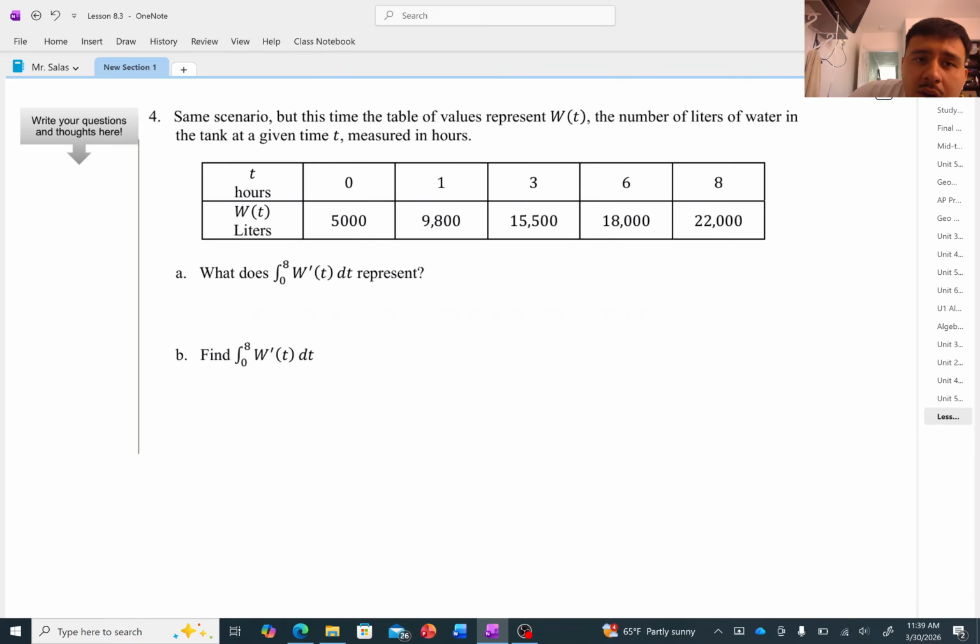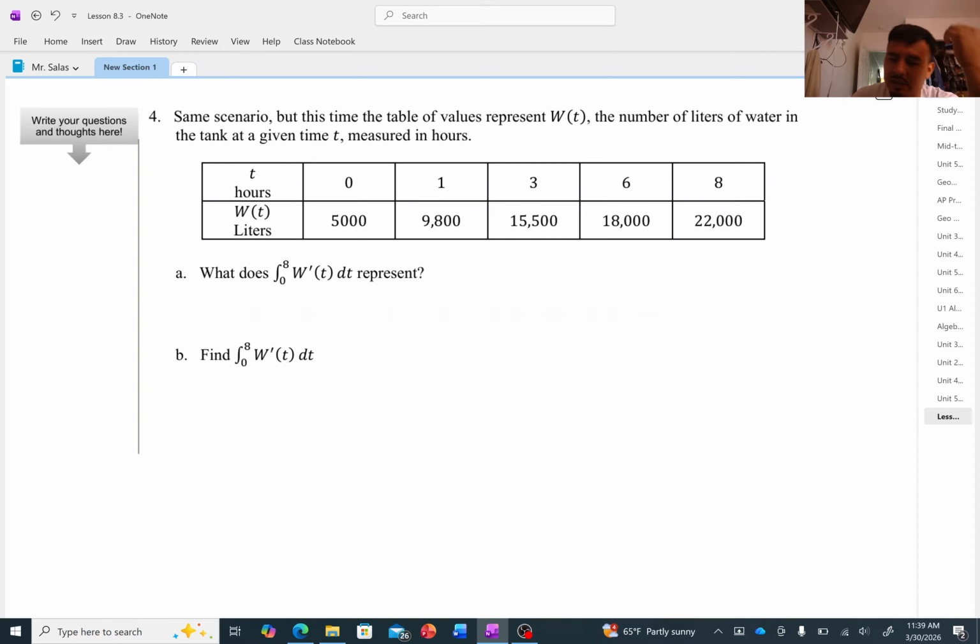It says the same scenario, but this time the table of values represents W of T, the number of liters of water in the tank at a given time, T, measured in hours. So now we're looking at the amount of water at that time. We're not looking at how much it increased by. So it says, what does the integral from 0 to 8 of W prime T dt represent?